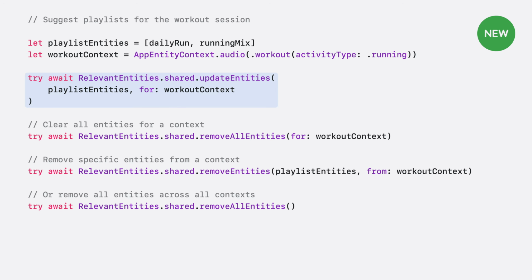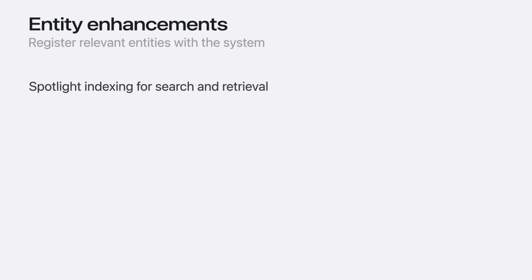Entities stay registered until you remove them. You can remove all entities for a specific context, remove specific entities from a context, or clear all your entities across all contexts. Now you have more options for helping people discover your content. How do you choose between them? Use Spotlight when you want your content to be searchable and retrievable by Siri.